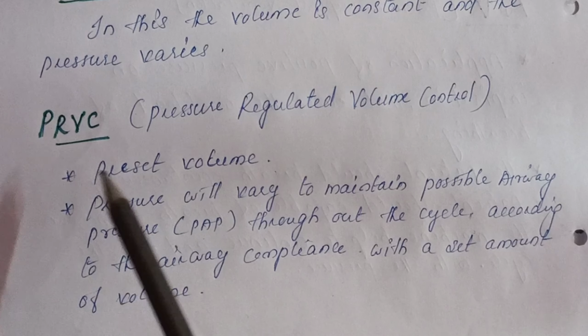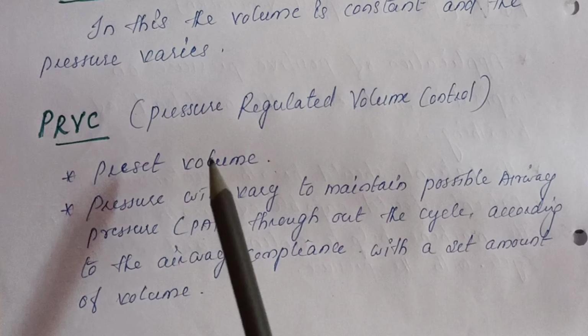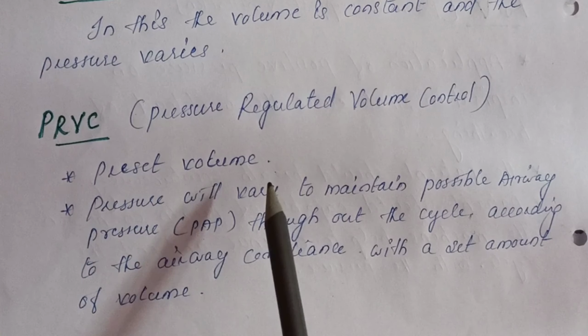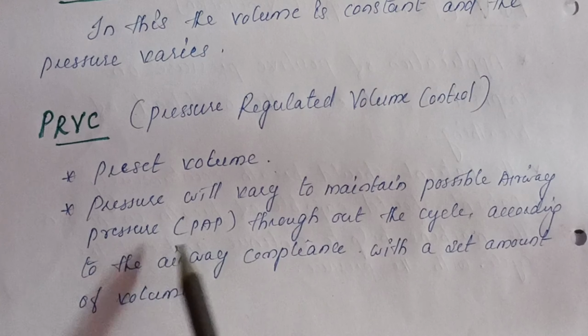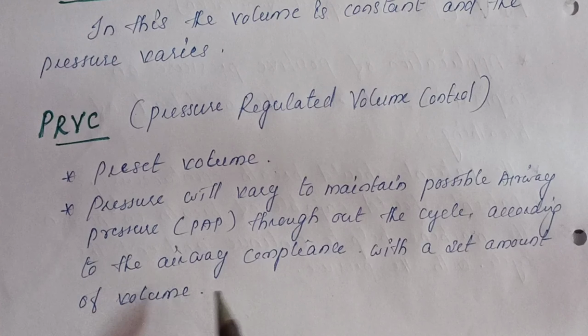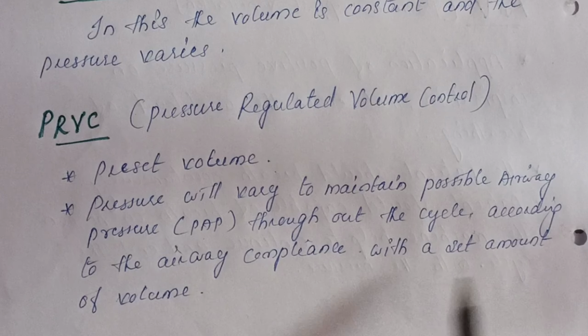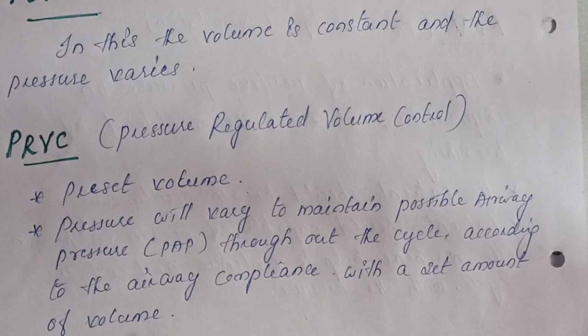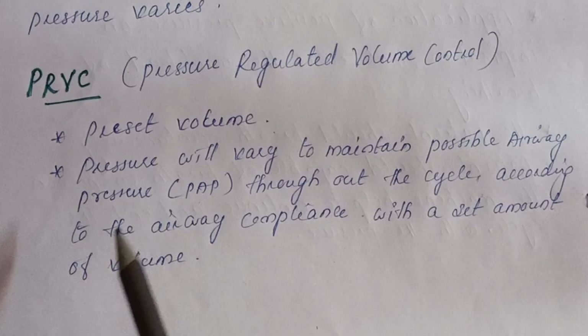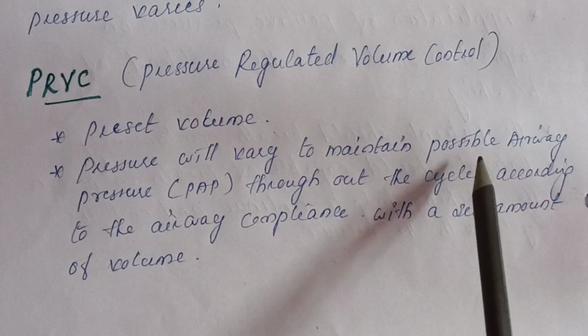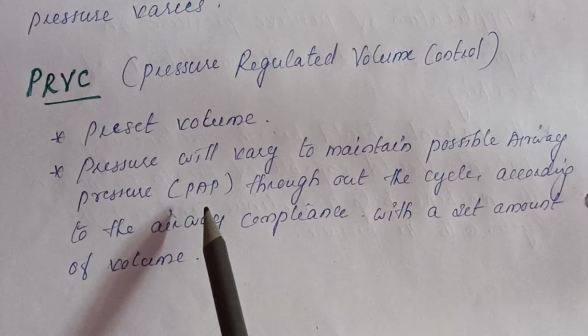Now we have PRVC or pressure regulated volume control. As the name indicates, here we have a preset tidal volume. In this, the pressure will vary to maintain the minimum possible airway pressure throughout the cycle according to the airway compliance with a set amount of volume. So in this PRVC, we have a set tidal volume. And to maintain this tidal volume, the ventilator will maintain the minimum possible airway pressure. This is called PRVC.